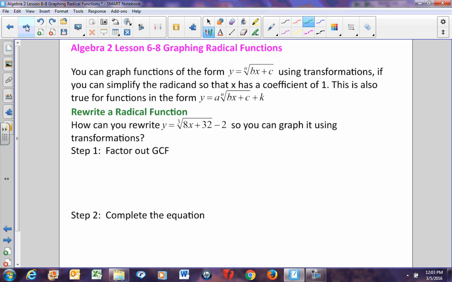Okay, next problem. You can graph functions in the form of y equals the nth root of px plus c using transformations if you can simplify the radicand so that x has a coefficient of 1. This is also true for functions in the form of y equals a nth root of px plus c plus k. So let's take a look at how we would rewrite y equals the cube root of 8x plus 32 minus 2 so you can graph it using transformations.